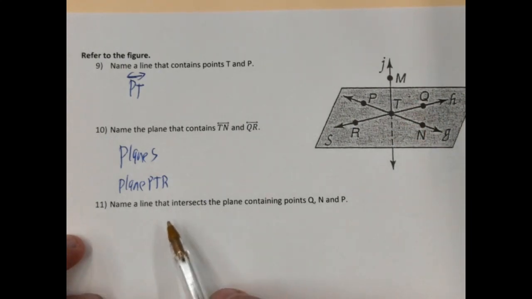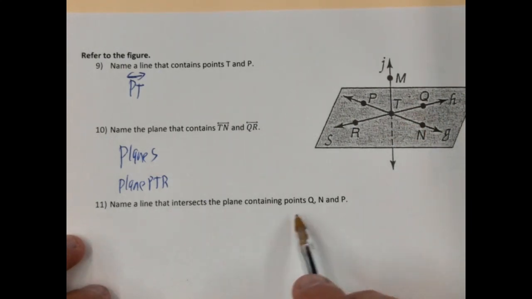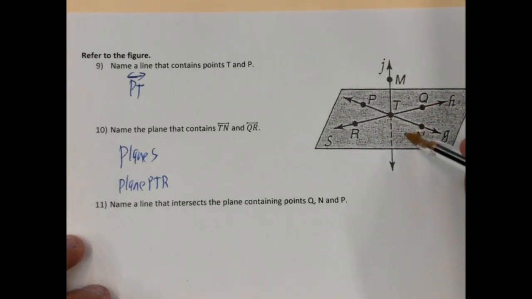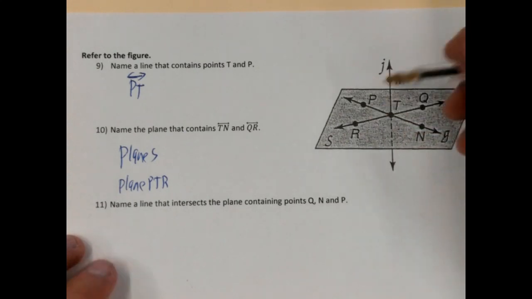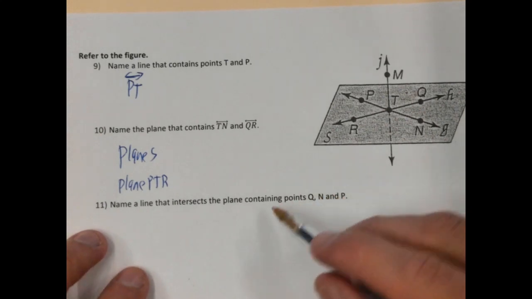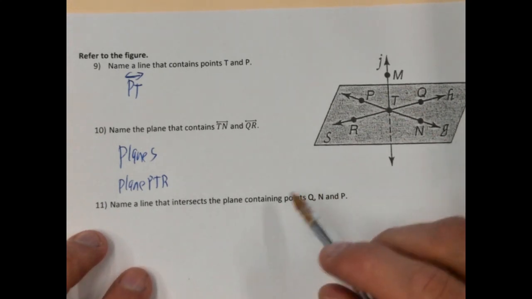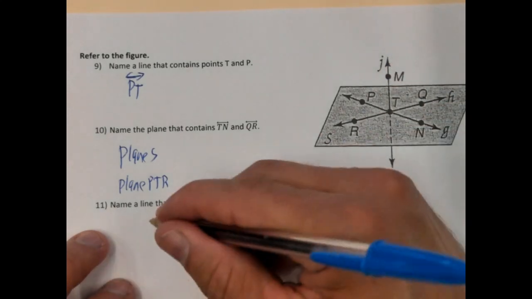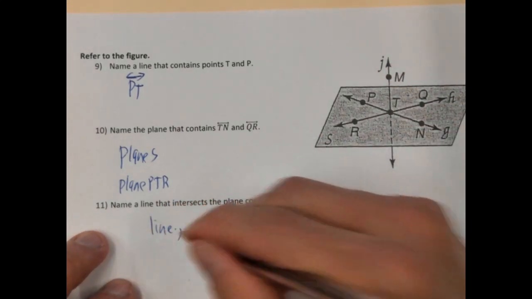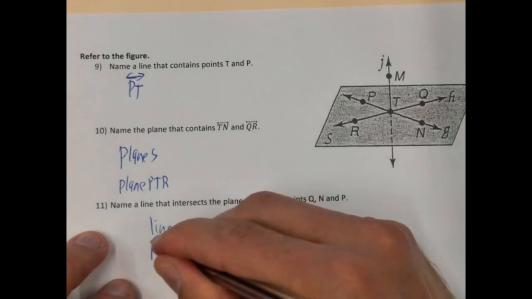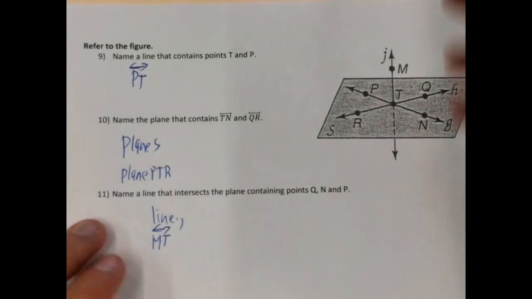Name a line that intersects the plane containing points Q, N, and P. Q, N, and P. Name a line that intersects the plane. Okay, I misread this. I thought these were the points on the line, but this is actually describing the points on the plane. A little confusing. So what's the line that intersects this plane? Well, it'd be line J. You could also call it line MT, because those are 2 points that are on the line, or line TM.